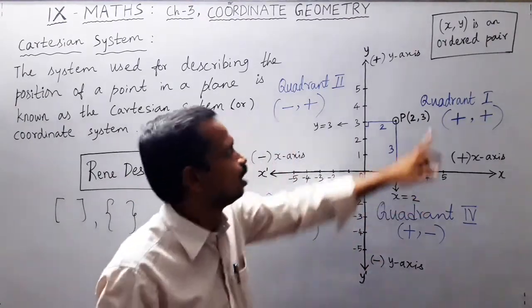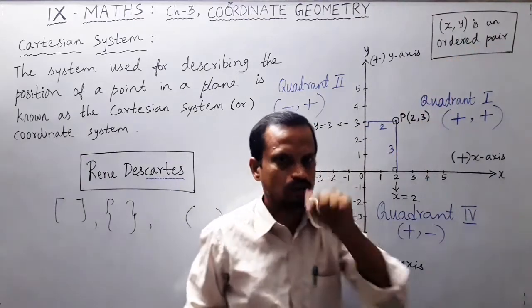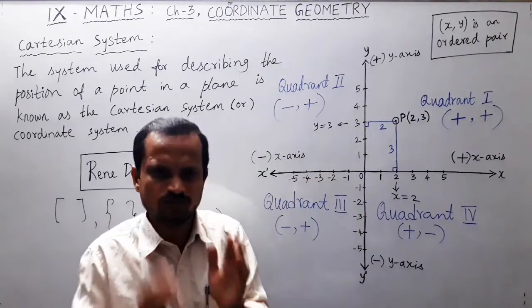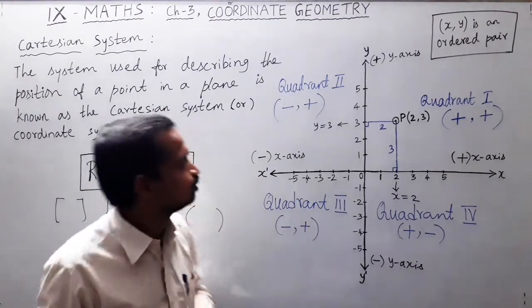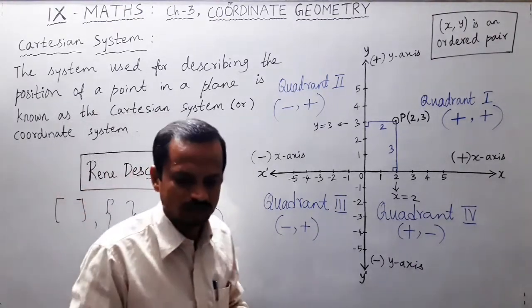It should be in an ordered pair. Ordered pair means in each order, first you have to write x, that is the order, and then only y. So this is the notable point here.